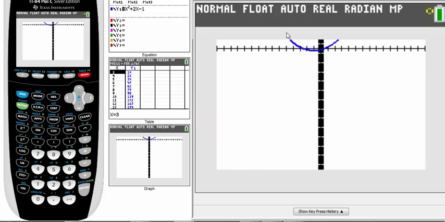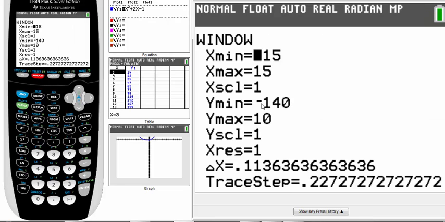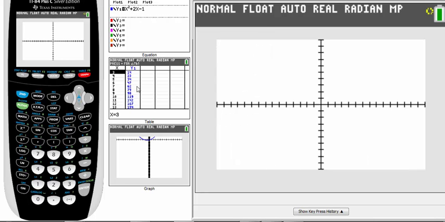And we can see that this is a parabola, so I can change my scale a little bit here. Y min is clear down here at -140. That's not necessary. I could just go to -10 here, or whichever number you pick. And I can see here's my graph. I can see that it passes the vertical line test.